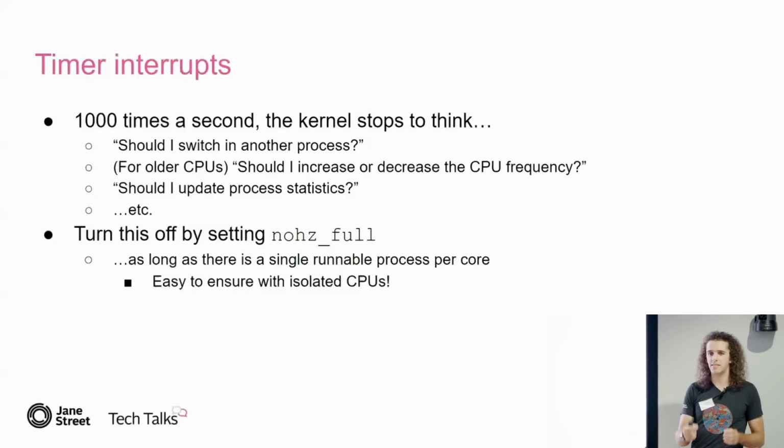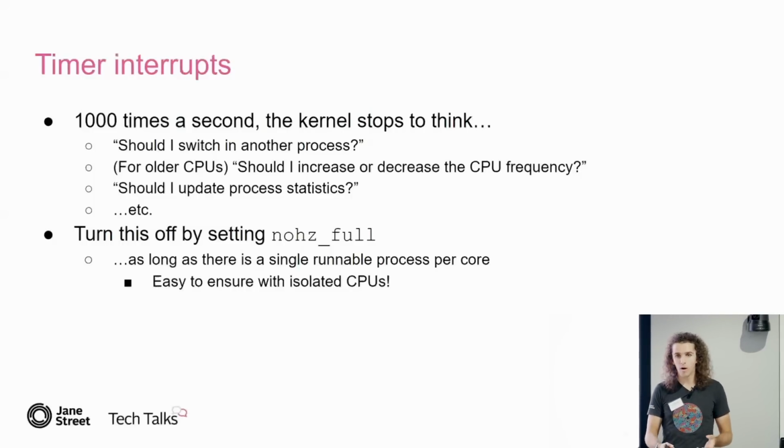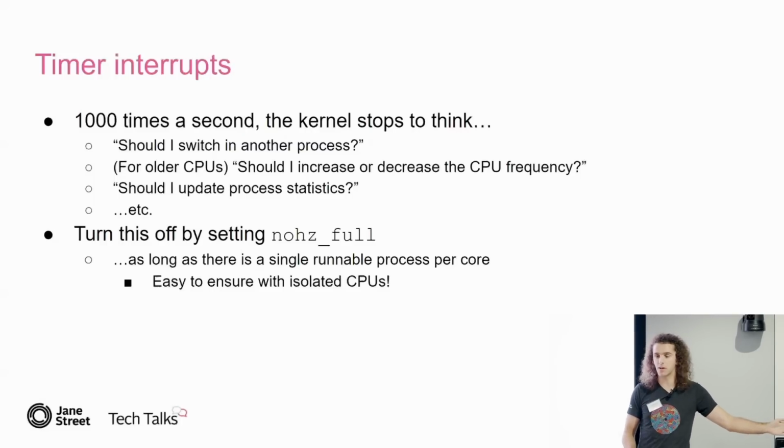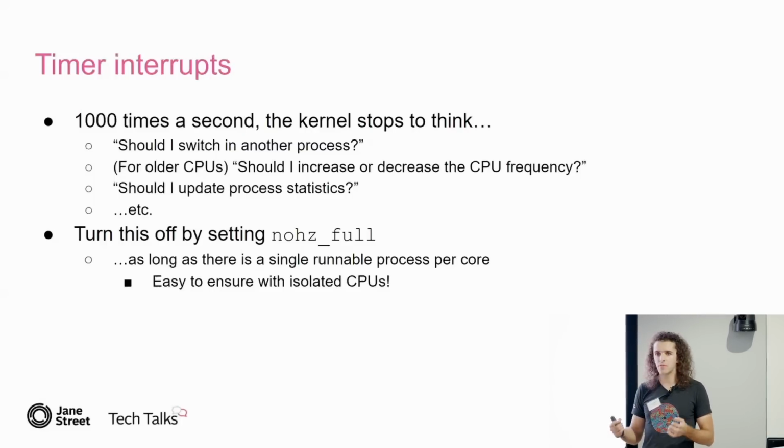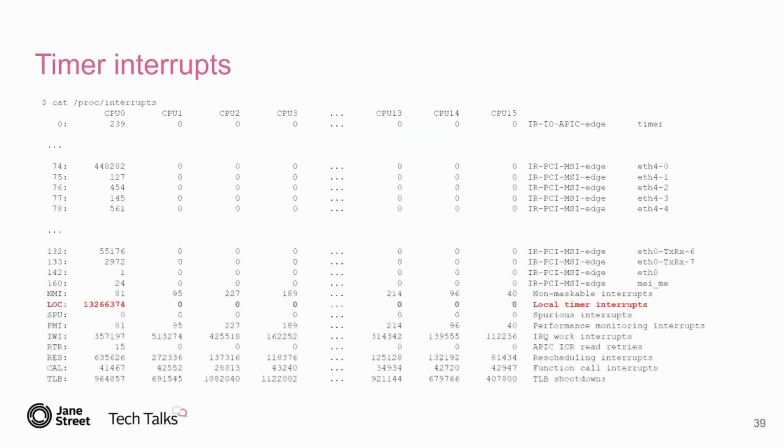As long as there is a single runnable process per core, which we have already ensured by setting isolcpus earlier, we can actually turn off these timer ticks. And if we do this and reboot the box, the timer ticks go to 0, approximately. This is a doctored chart, because the kernel really does care about process statistics at least a little bit. The most you can do is decrease the frequency to once a second. But once a second is still much better than 1,000 times a second.